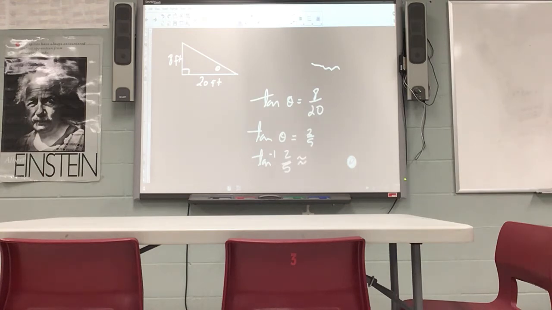And about what is our angle? 22 degrees. 21.8, so 22 degrees. So not very difficult now that you know to make sure you're in degrees and you know when to use the inverse and when not, right?